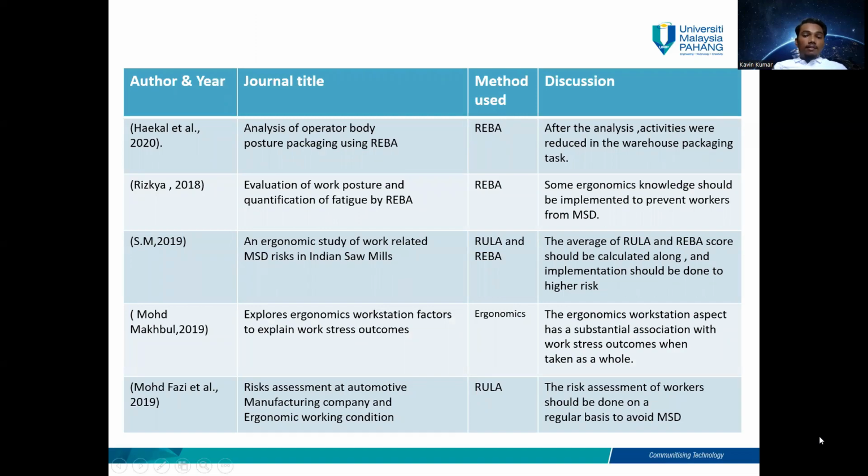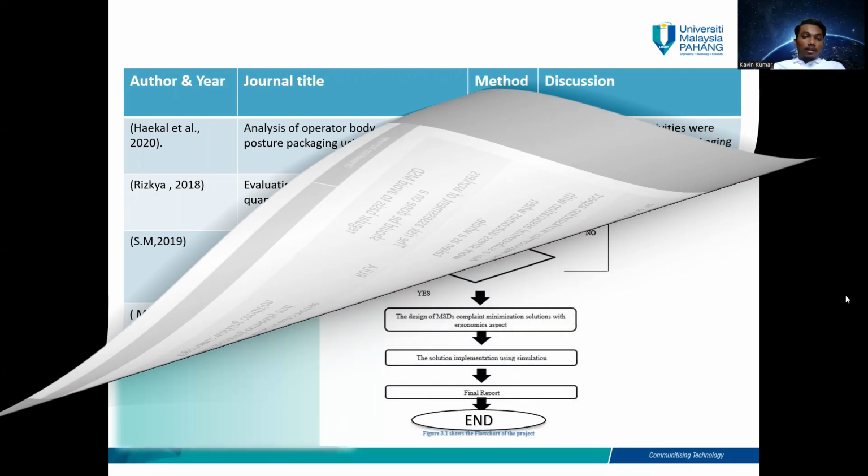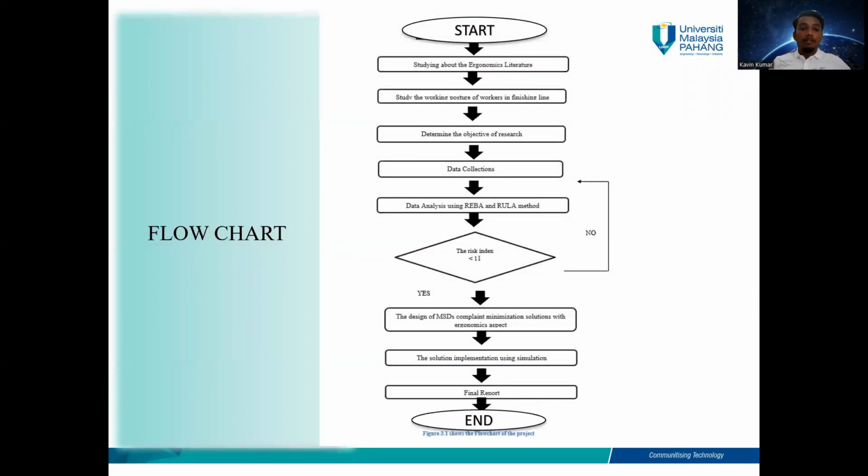As for the next section, these are the summaries of the journals that I went through during the literature review. As we can see in the table, I mostly prioritized the methods used by REBA and RULA in order to get a better understanding of the REBA and RULA methods. Next, I would like to explain the methodology part of my research with the flowchart of the research.